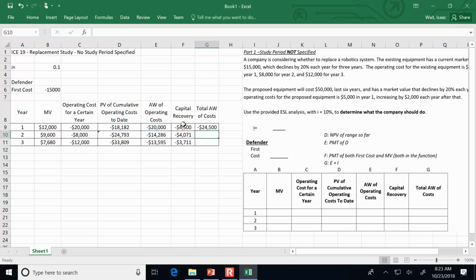The formula for column G should say E plus F, not E plus I. That's a typo. So it's the two costs together, capital recovery and operating costs.